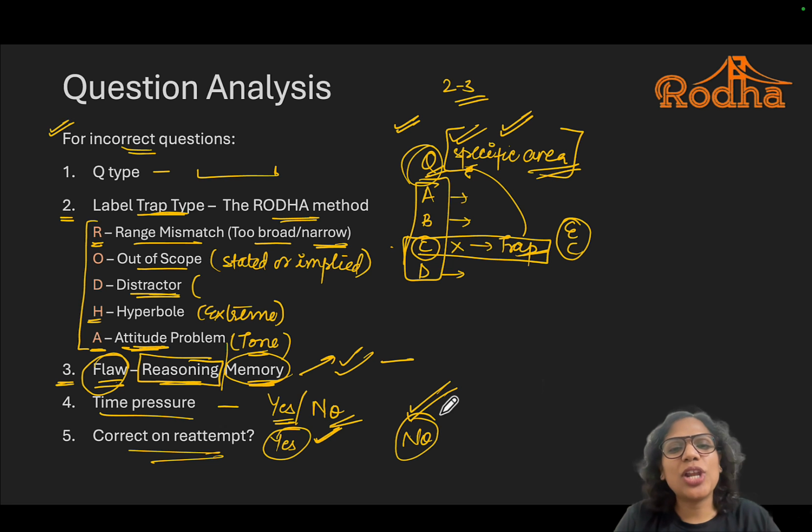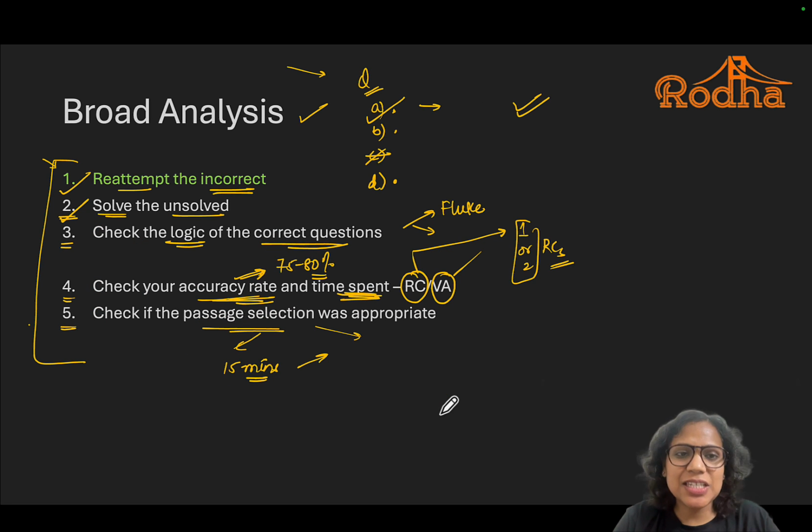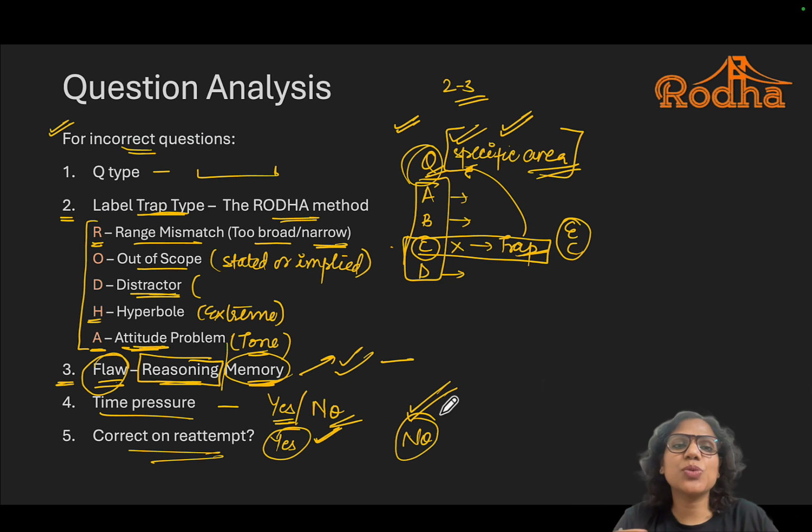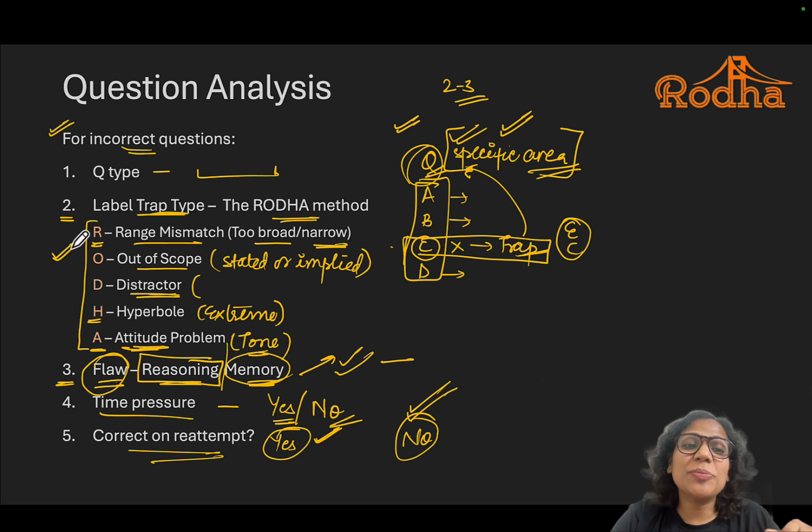Okay, so far what all have we discussed? We have talked about a broad analysis, which is something that should happen for every section, every mock. A question-wise analysis, which has a lot of value, especially in the initial stages. I have given you the Rodha method to label the trap types.